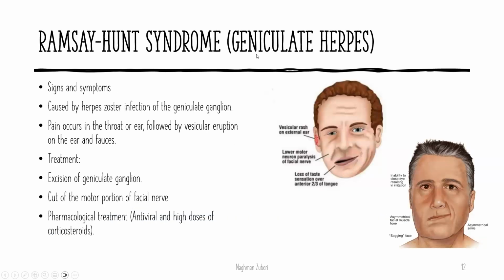Ramsay-Hunt syndrome is because of the involvement of the geniculate ganglion, and that's why it's known as geniculate herpes. As for signs and symptoms, it is caused by herpes zoster infection of the geniculate ganglion, the ganglion of the facial nerve. Pain occurs in the throat or ear, followed by vesicular eruption on the ear and fauces. Treatment is excision of the geniculate ganglion or cutting of the motor portion of the facial nerve. Well, pharmacological treatments can be given, like antiviral therapy and high doses of corticosteroids.